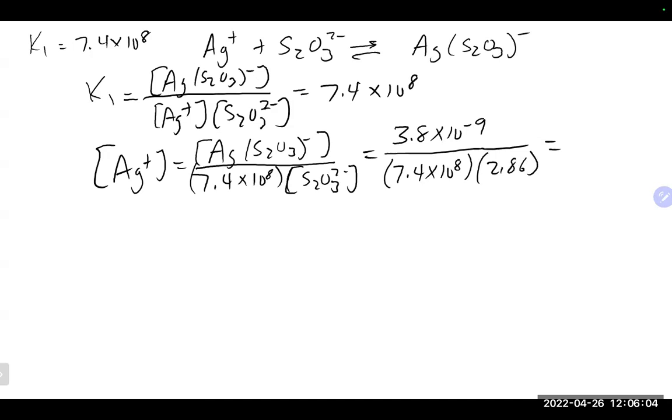That gets us, divided by 7.4 exponent 8, divided by 2.86, gets us a 1.8 times 10 to the minus 18 molar, which is the silver concentration at equilibrium. That also validates our assumption, because that is a very small number, which again is what we would assume to happen.